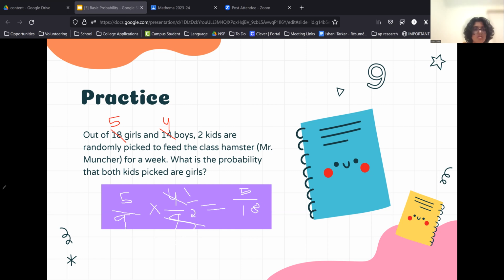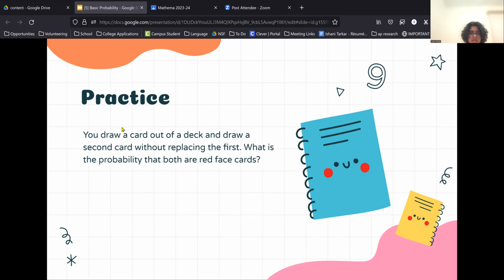Okay, so you draw a card out of a deck and draw the second card without replacing the first card. What is the probability that both are face cards? So remember, the information that you had to remember was that there are 52 total cards. There are 4 suits, spades, clubs, hearts, and diamonds.